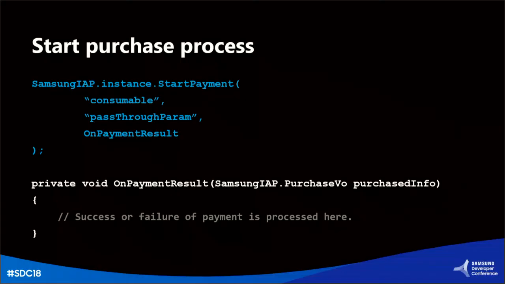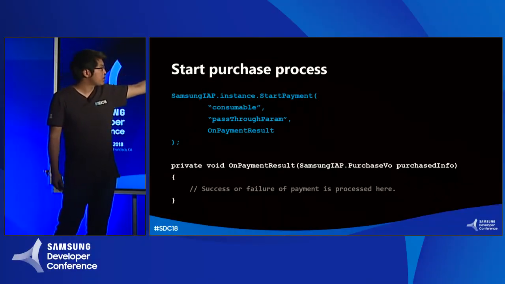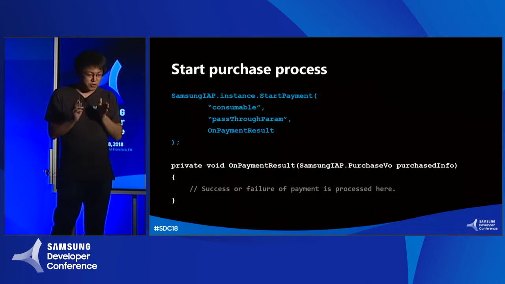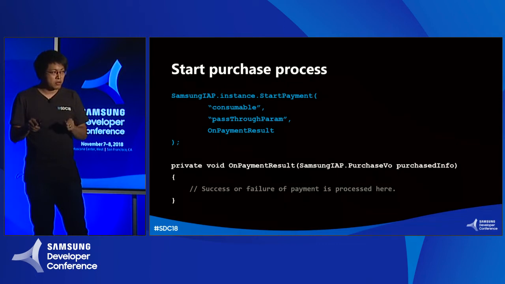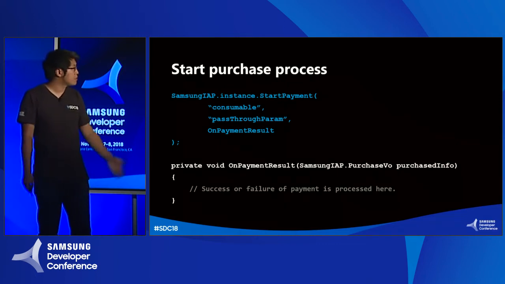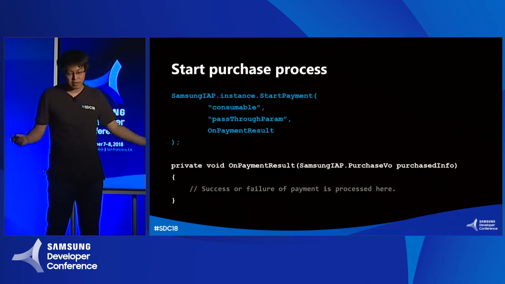Second, once you get all the products, your player or app users can click on one of them and start the purchase. So you can use this start payment method and specify which one you want to purchase. And here is what you pass in the pass-through, like item IDs or user IDs. And all the results will be returned on the payment results, whether successful, failure, or canceled.